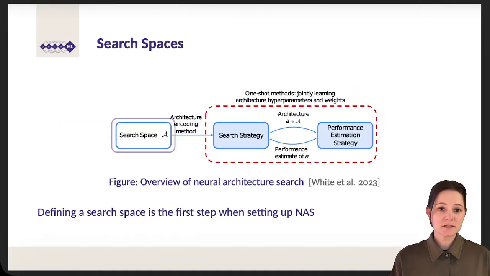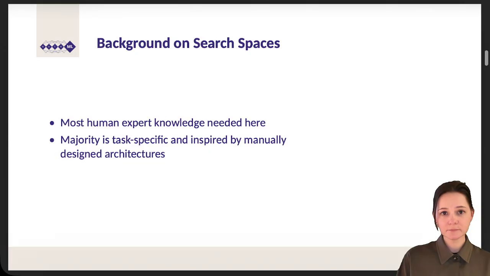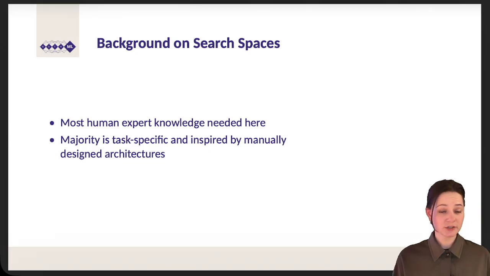Search spaces are the very first step when we want to set up neural architecture search in general. First the search space, and then we can do the actual search strategy with the performance estimation strategy. The background here is that the most human expert knowledge is needed, as already mentioned, and the majority is task-specific and inspired by manually designed architectures. So I design a search space differently for images than, for example, for audio or text.